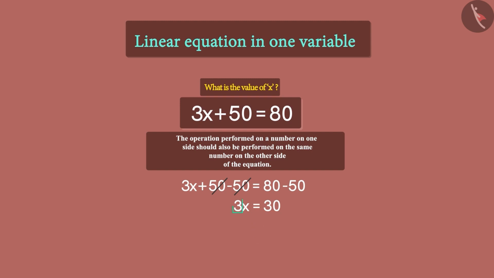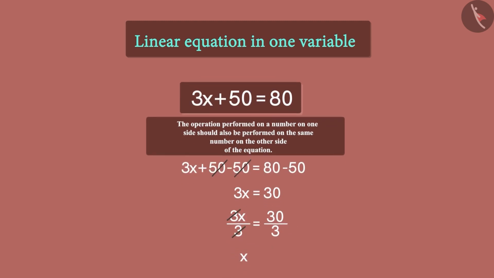Yes, we need to get rid of this 3. As 3 is being multiplied by x, we can get rid of 3 by dividing the term by 3. But then, we have to divide by 3 on the right-hand side also. Now 3 and 3 cancel each other on the left. And on the right-hand side, we can divide 30 by 3 to get 10. So ultimately, we get the value of x as 10.